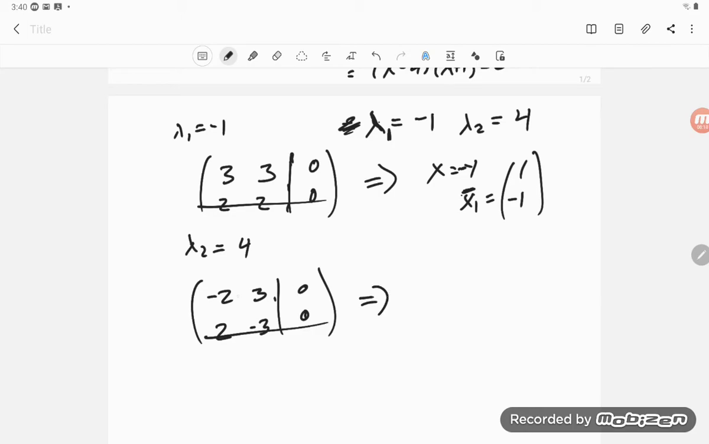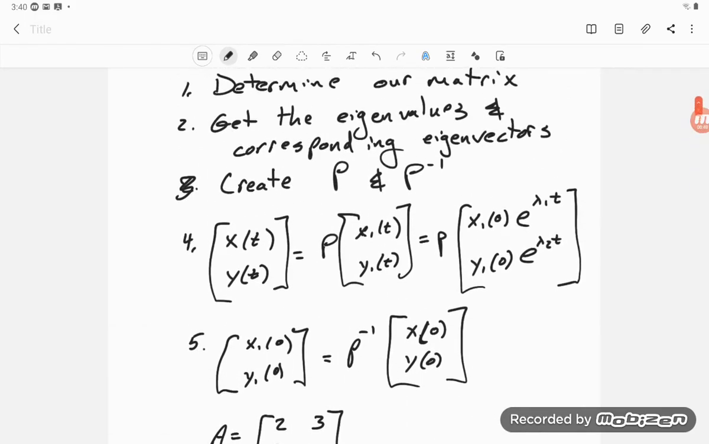And so what this says is 2x equals 3y. And so a quick, easy way to do that is just swap those coefficients. So in other words, let x be 3 and y be 2, and I get that vector then. Okay, so there we have our eigenvalues and corresponding eigenvectors.